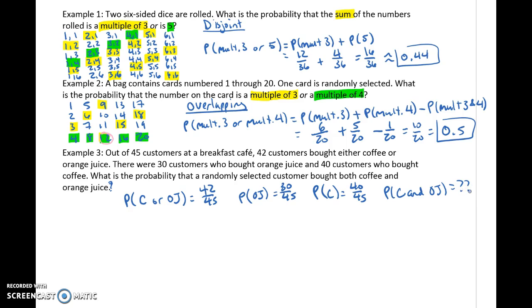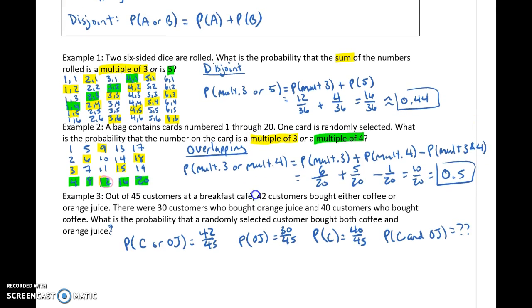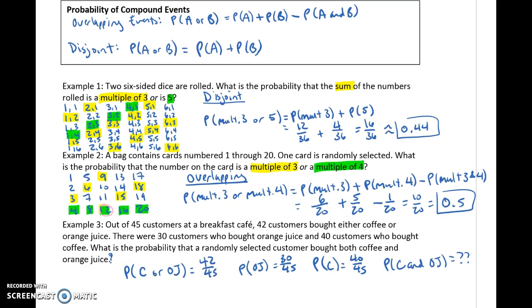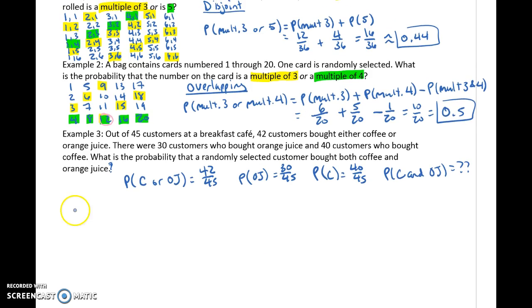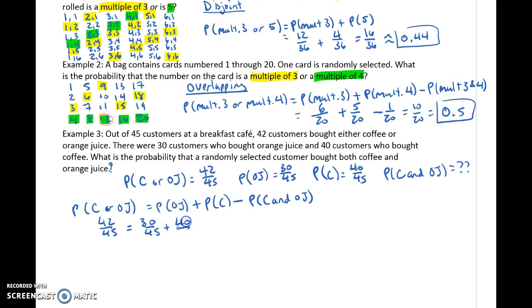Okay, so now if you go back to the overlapping probability equation up there, you see how we actually have all 4 elements? The or, the individual events, and the and. So we're going to manipulate this equation to find the probability of coffee and orange juice, right? So you know that the probability of buying coffee or orange juice should equal the probability of orange juice plus the probability of coffee minus the probability of both. Plug in what you know, right? 42 out of 45 equals 30 over 45 plus 40 over 45 minus the probability of coffee and OJ. And just solve that equation.